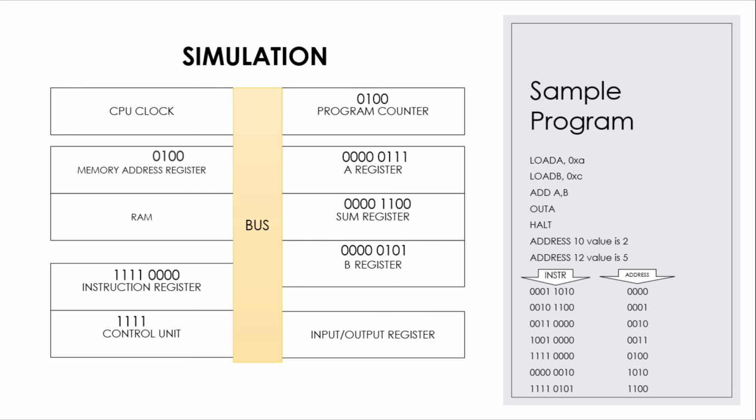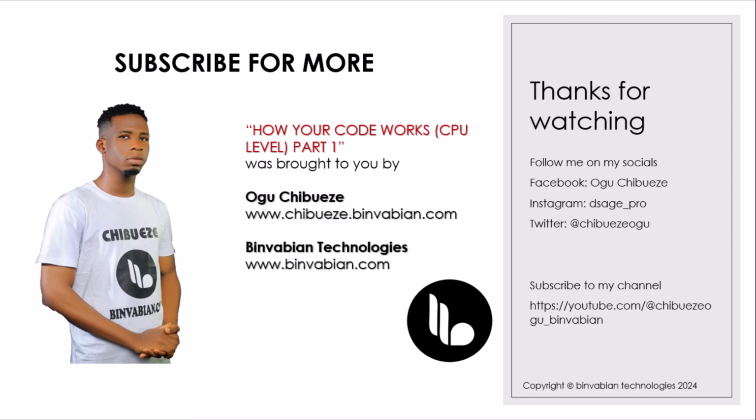This is how a simple add instruction is executed in our computer. In the second part of this video series, we'll see an actual C programming code and try to run it using this same computational logic.